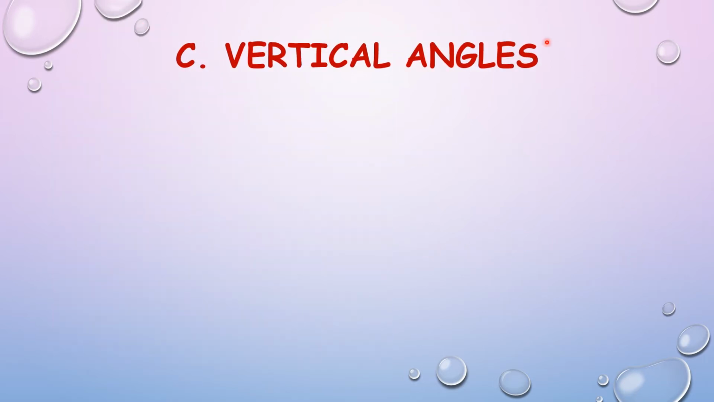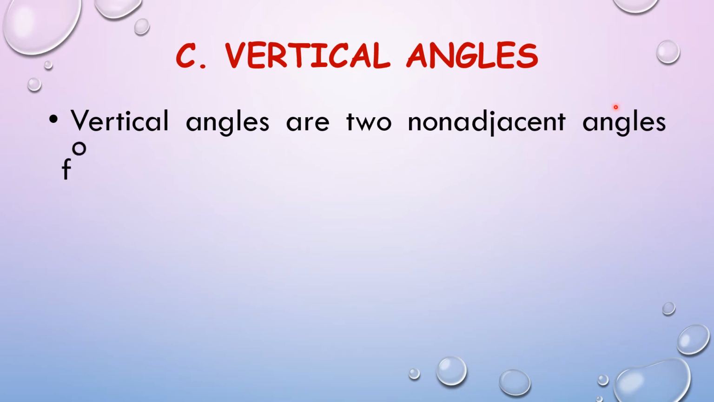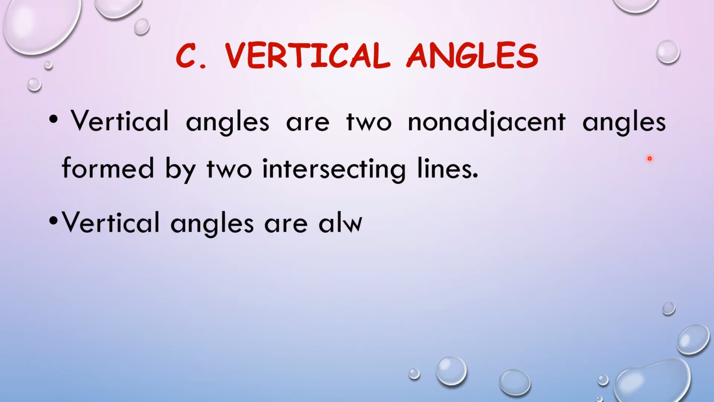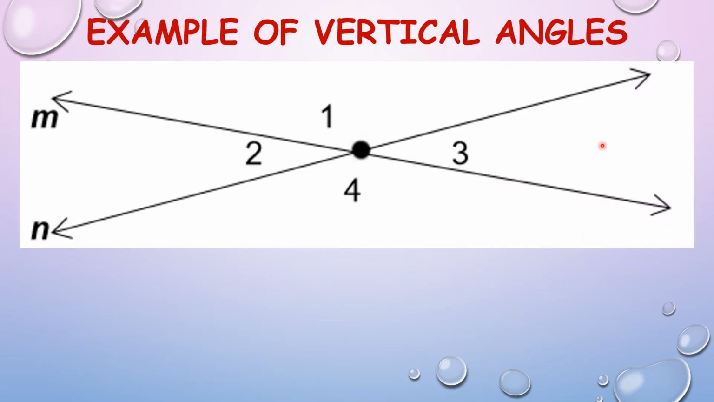Proceed to vertical angles. Vertical angles are two non-adjacent angles formed by two intersecting lines. Do you still remember what intersecting lines are? I hope you remembered. Vertical angles are always congruent. Always remember, vertical angles are always congruent, meaning always equal.